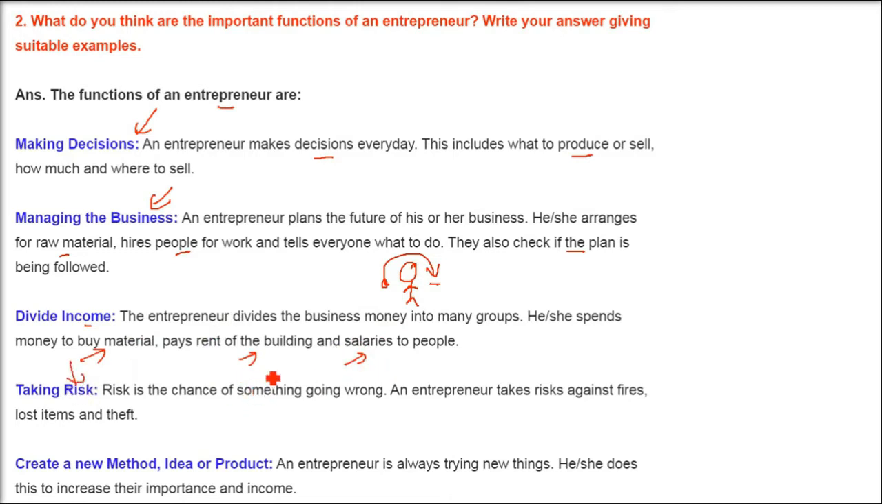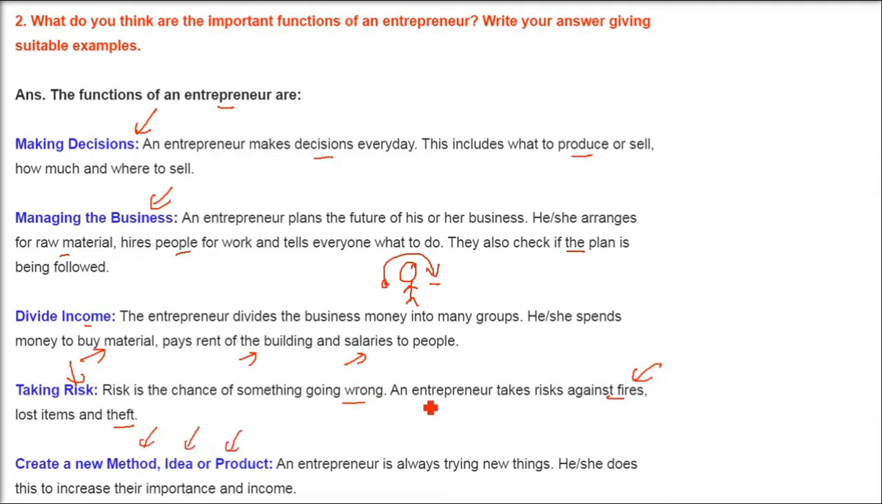Now, taking risk. Something may go wrong, like fire, lost items, or theft. So everyone has to be prepared for all this. Taking risk and taking strong decisions, sometimes a decision might seem different, but you might have thought, okay, this will do good to us in the later future.